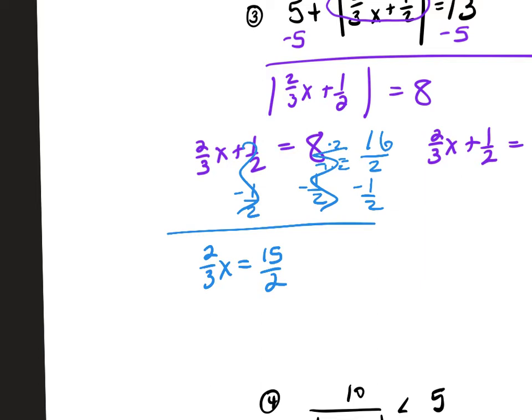Now if I want to solve this, I have to get rid of the 2/3. I would divide by 2/3, which is the same thing as multiplying by 3 over 2. What you do to one side, you do to the other. So x equals 45 over 4.